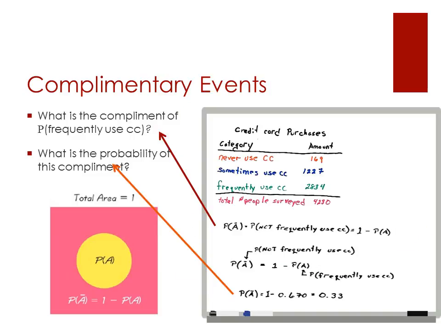Here we can see, what is the complement of P(A)? Well, that is P(frequently used credit card). It's going to be P(not A), so P(not frequently using the credit card). And here we can see the formula. We plug these numbers in. So when we find the probability of this complement, that is going to be 1 minus 0.670, since that's the probability of A, which gives us the complement of 0.33.